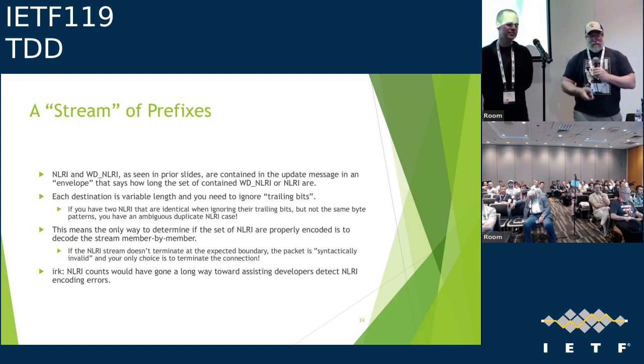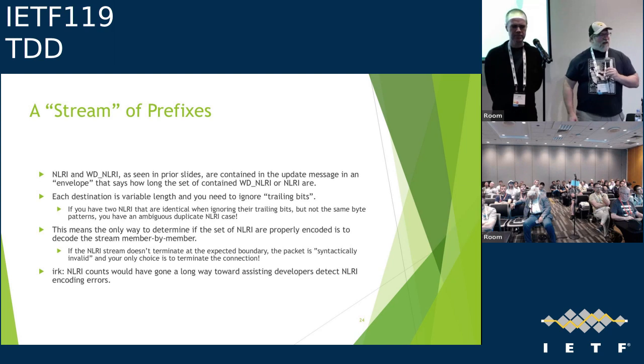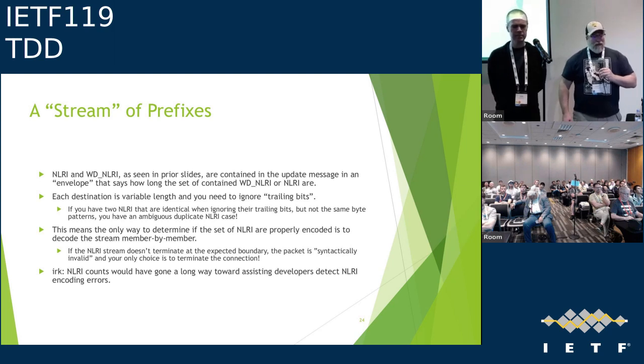One of the sort of interesting irks about prefixes encoded in BGP is that effectively it's a stream of these things. They're not separated individually by separate TLVs. They all appear just back to back. And as we talked about, you need to ignore the trailing bits. This means that we have ambiguities, and these ambiguities can bite us at various points. If you have two byte patterns that have the same destination if you ignore the trailing bits, but different bit patterns, the spec doesn't really give you a lot of guidance as to what to do about that.